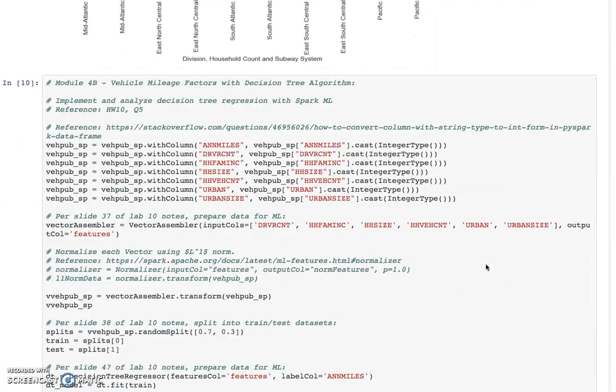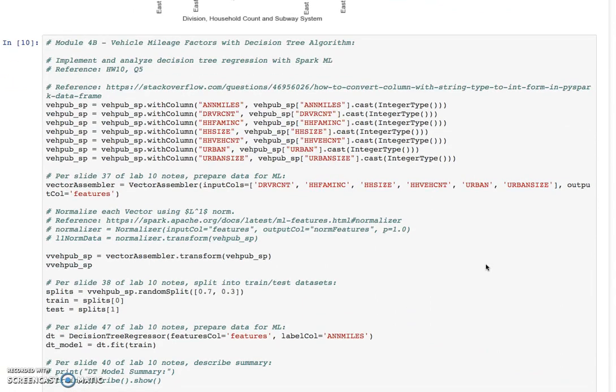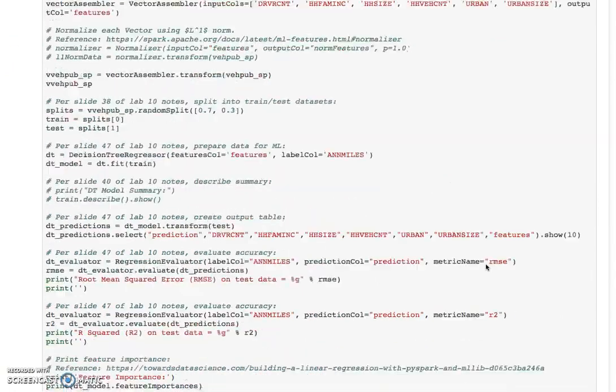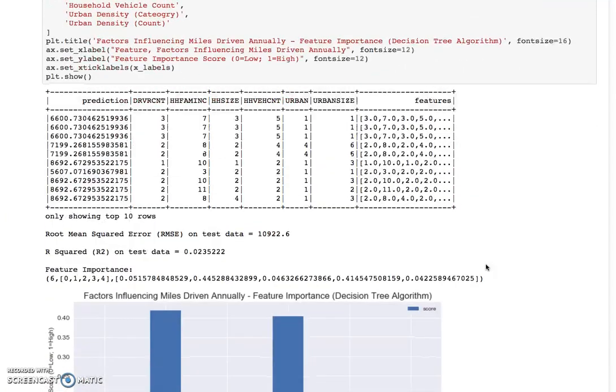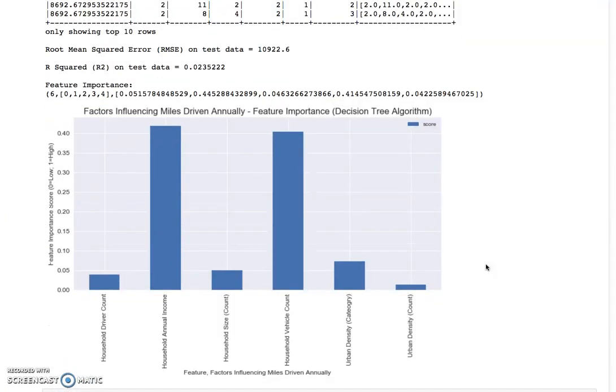So here we're going to use the decision tree algorithm using SparkML. Similar process as before, homework 10, lab 10. And we're going to do some output here, and we're going to look at the factors that influence these miles that are driven annually, total miles. And sorry, on the left-hand side there, in all these charts, is the feature importance. So from 0 to 1, how good is the fit?